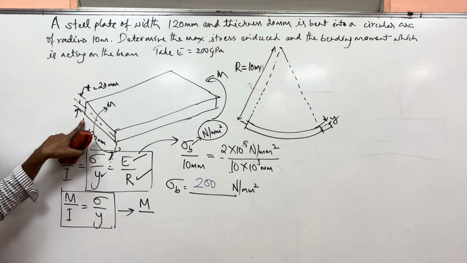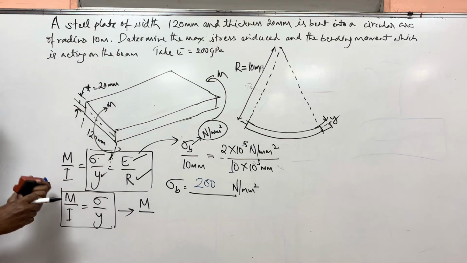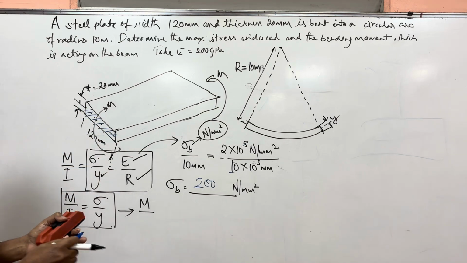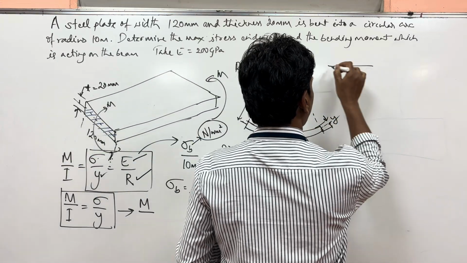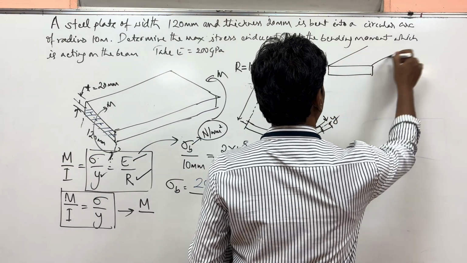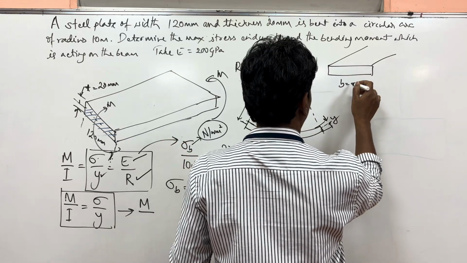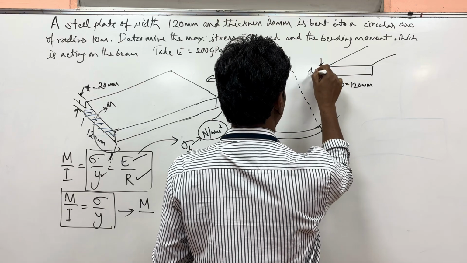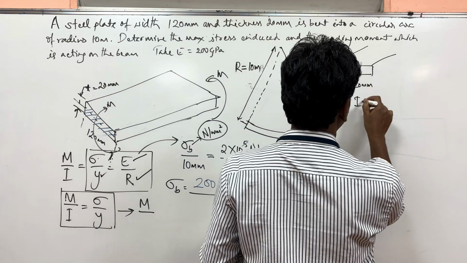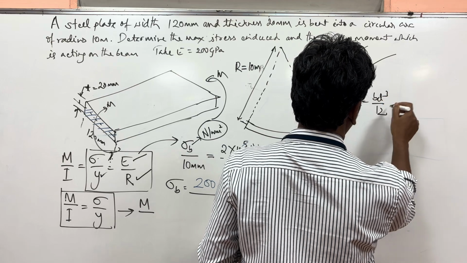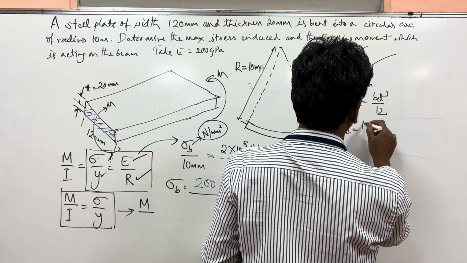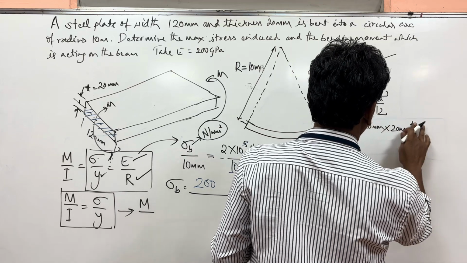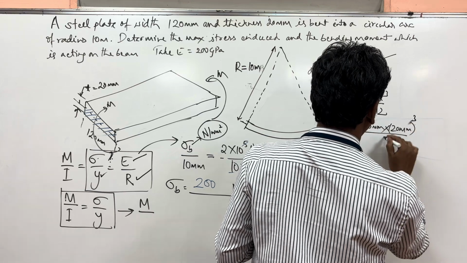Now for this beam, this is the cross section of the beam. So that means we know the beam looks like this from the end. So B is equal to how much? 120. D is equal to how much? 20. So we know I is equal to bd cubed by 12. So I is equal to how much? B is equal to 120 mm. D is equal to 20 mm. 20 mm to the power of 3 divided by 12.